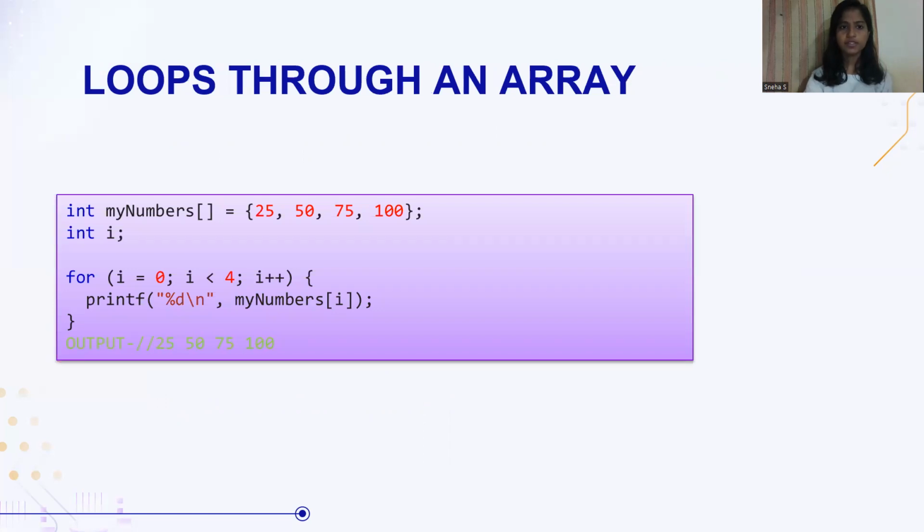Loops through an array. So we usually use a for loop in order to give the values to the array. Here we have 4 values given for the array named myNumbers, that is 25, 50, 75, and 100. Now when we use the for loop, like for i equal to 0, i less than 4, i plus plus, that is the increment. So when we print the values, we get the output as 25, 50, 75, 100. That means we have used the for loop in order to display the numbers of the array.